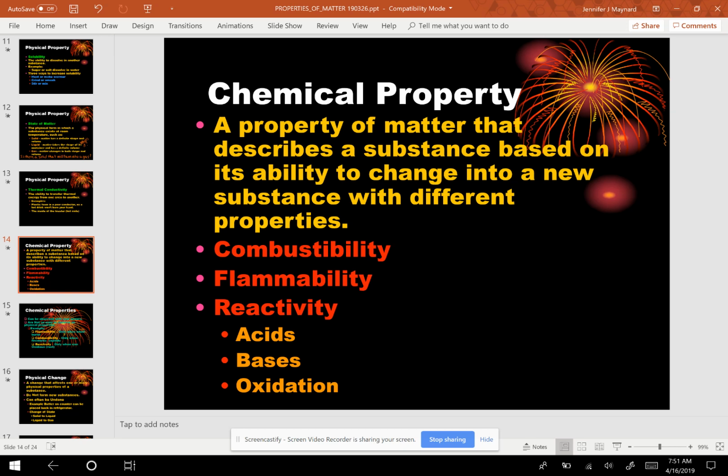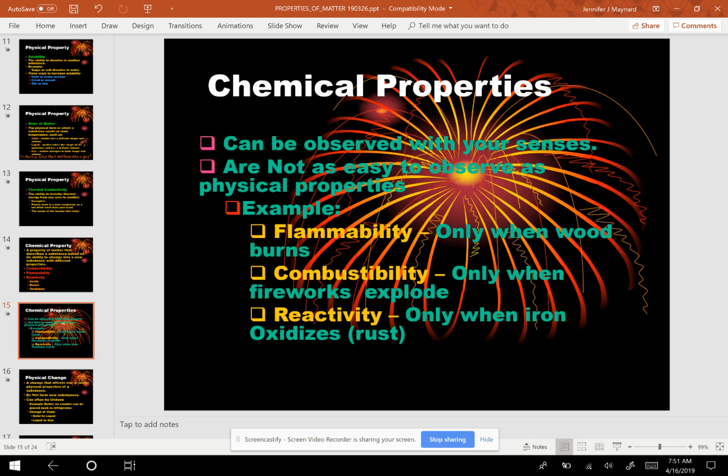That again is a chemical property. So we'll talk about these later, hopefully. We have acids, we have bases, we have the idea of oxidation. Those are all chemical properties. Some big picture things about chemical properties is that, as I said before, they can be observed with their senses, but they're not as easy to observe as physical properties. So example, flammability, you only know that when you stick a match to the wood, correct? Combustibility only when fireworks explode, and reactivity only when iron oxidizes.